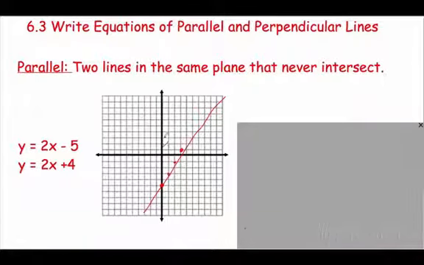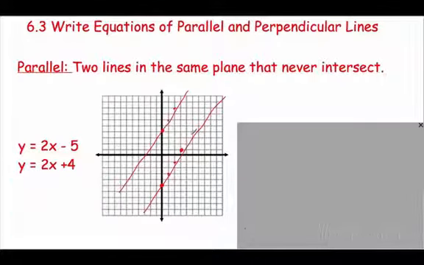Now 2x plus 4: 1, 2, 3, 4. Then 2 over 1, 2 over 1. If I draw this line. Alright, those will pretty much do. Now if you take a look at this, these two are never going to intersect.